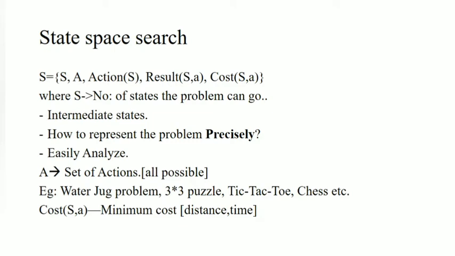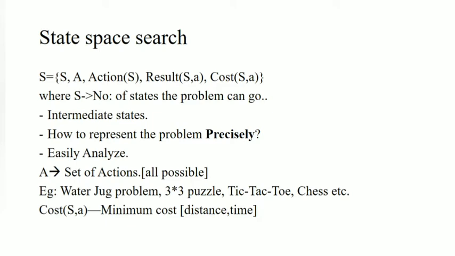And capital A denotes the set of all possible actions that have to be encountered while you are playing the game, or solving that problem, right? How to solve that problem, that is your game. What are the actions that have to be performed? That is represented by capital A. Actions of S is all the possible actions from the start state to the goal state. What are the actions represented by each state? And result of S, A means after performing an action from a state, we reach another state. That state would be your resultant state.